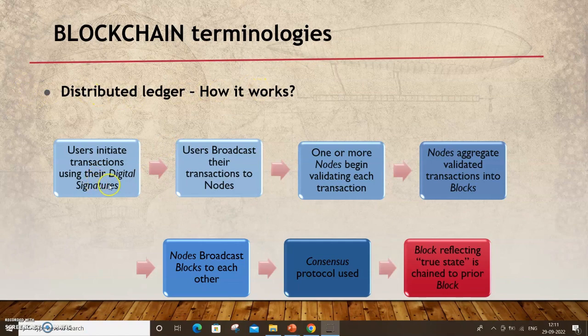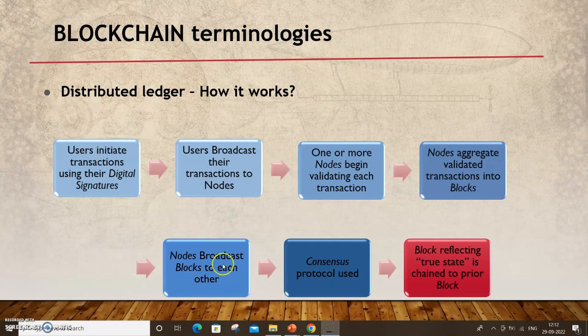And this is how it works. The user initiates the transaction, if it is a cryptocurrency exchange, with a digital signature. The user broadcasts the transaction to the nodes, and one or more validate it. One node which has the identification will validate that transaction and may accept it. And the nodes aggregate and validate the transactions across the block.